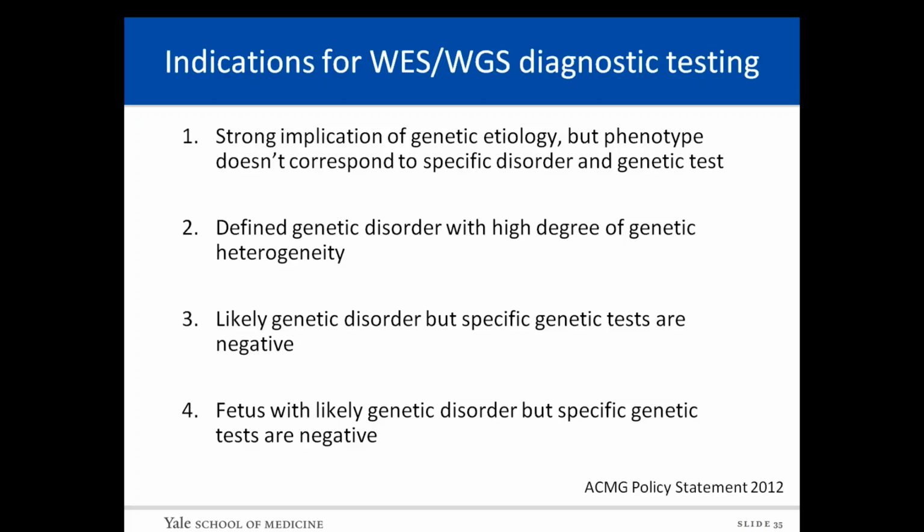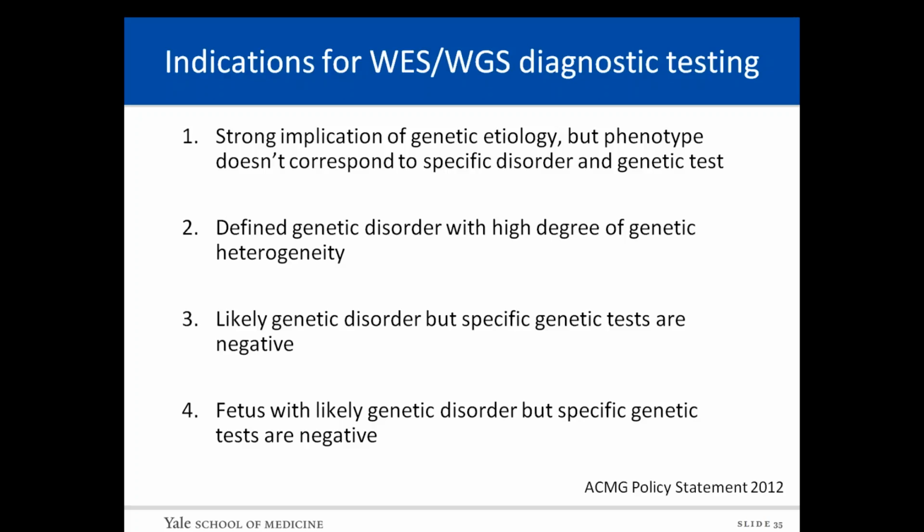Also, if there is a defined genetic disorder with a high degree of genetic heterogeneity, so a number of genes that might be causative, it's more cost-effective to do whole exome sequencing than look at each specific gene, because the price for whole exome sequencing has dropped dramatically, as it has for whole genome sequencing. Another indication is a likely genetic disorder, but specific genetic tests are negative.